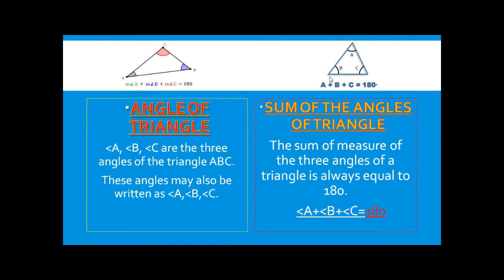Like let's suppose that angle A is 60, angle B is 60, angle C is 60. So the sum of all three angles becomes 180.